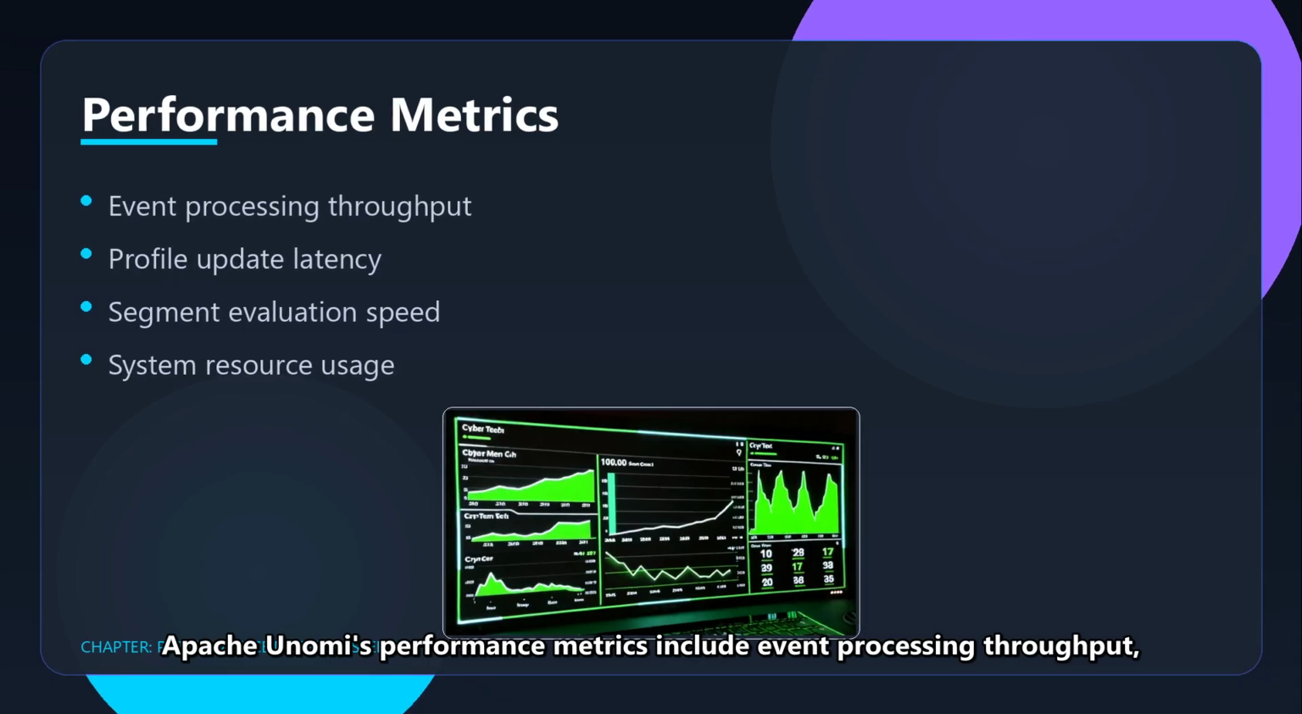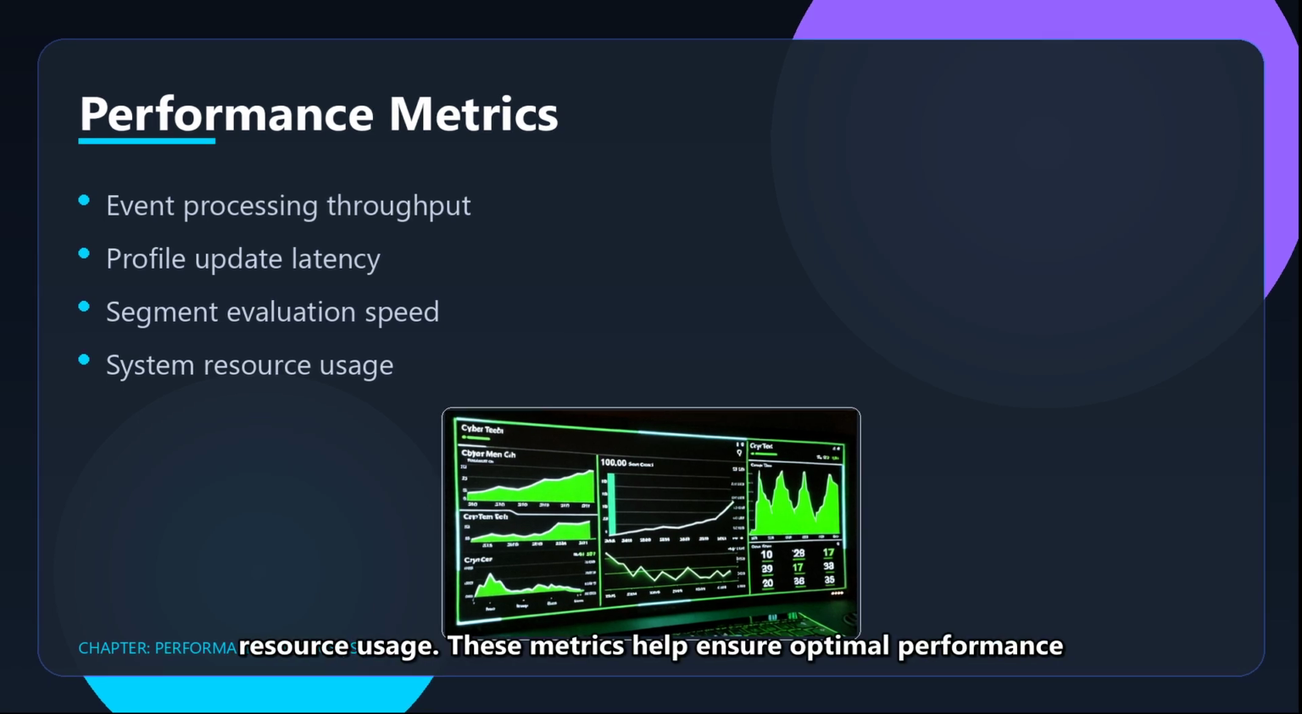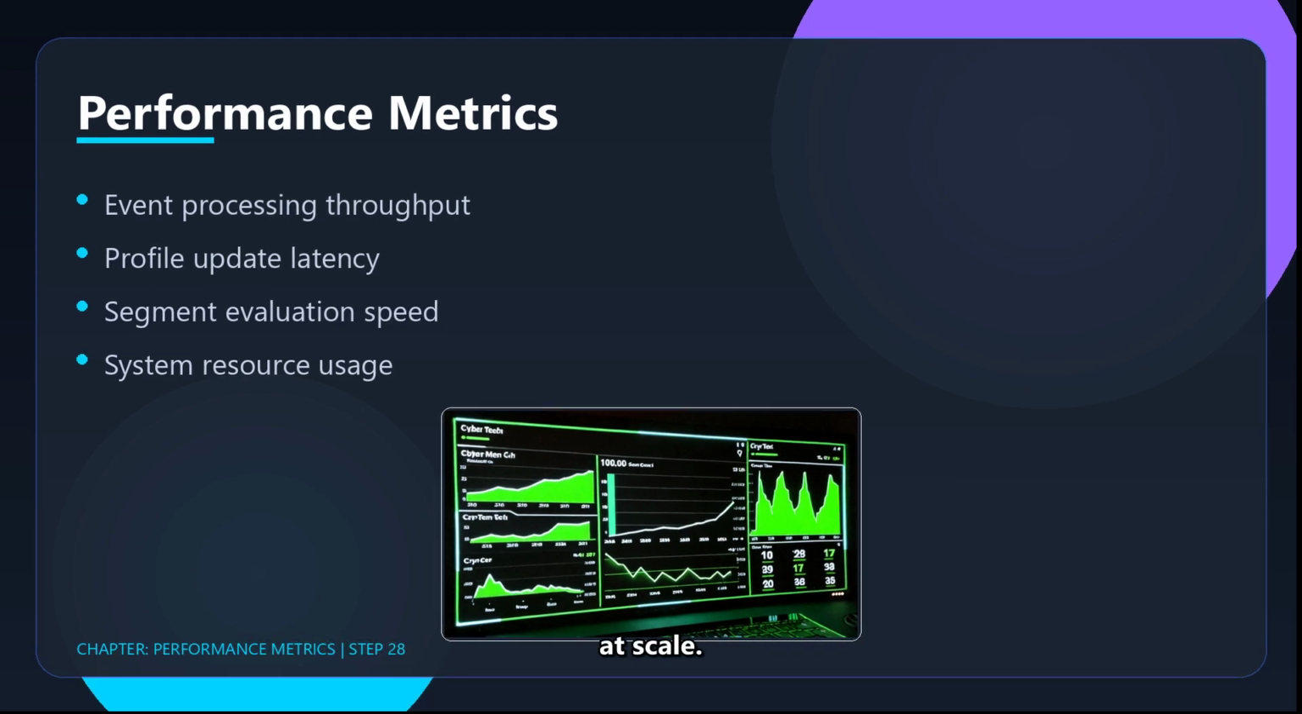Apache Unomi's performance metrics include event processing throughput, profile update latency, segment evaluation speed, and system resource usage. These metrics help ensure optimal performance at scale.